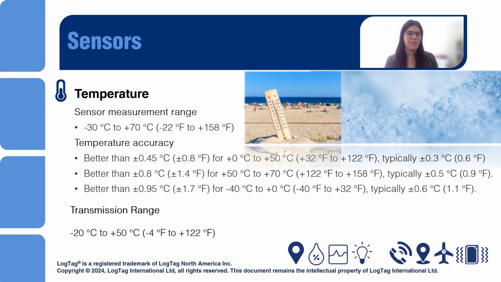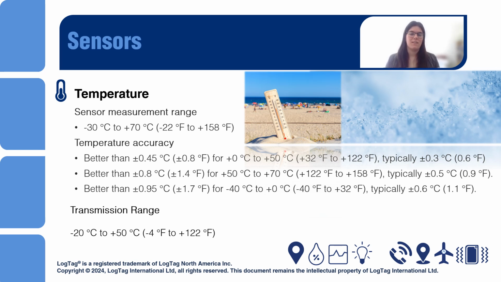And then next, another really important sensor is temperature. So of course we've already mentioned, but we'll say again that the temperature range is negative 30 degrees Celsius to plus 70 degrees Celsius, or if you're looking at Fahrenheit, negative 22 to plus 158 degrees Fahrenheit. I've got all of the ranges of temperature accuracy on the screen there for you as well, but I do also need to note the transmission range.